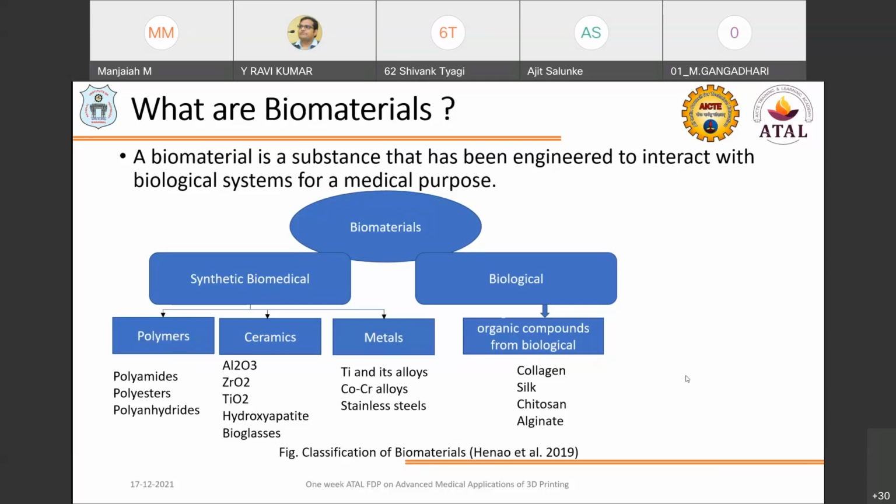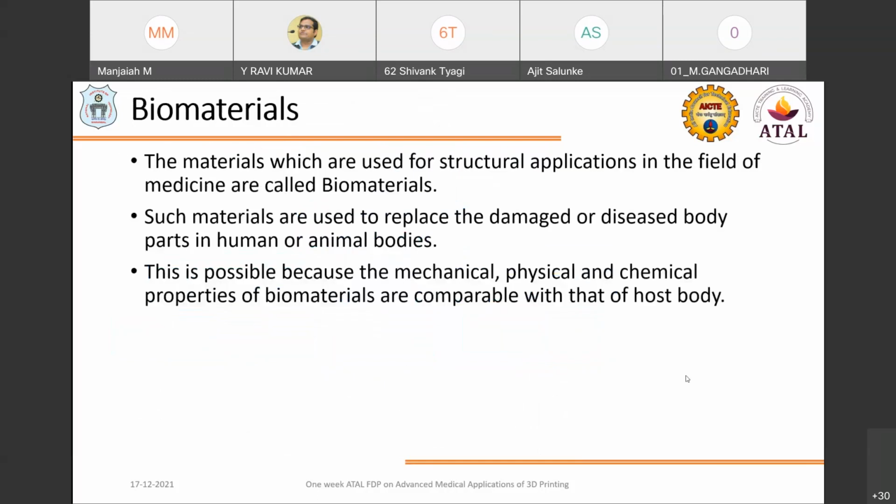And when we are talking about the medical metals and alloys which are made by the 3D printing process, why are biomaterials very important? The biomaterials which are used for structural applications in the field of medicine are called biomaterials. Such materials are used to replace damaged or diseased body parts in humans or in animal bodies, because no other materials can be used for the replacement of the damaged or diseased parts in the human.